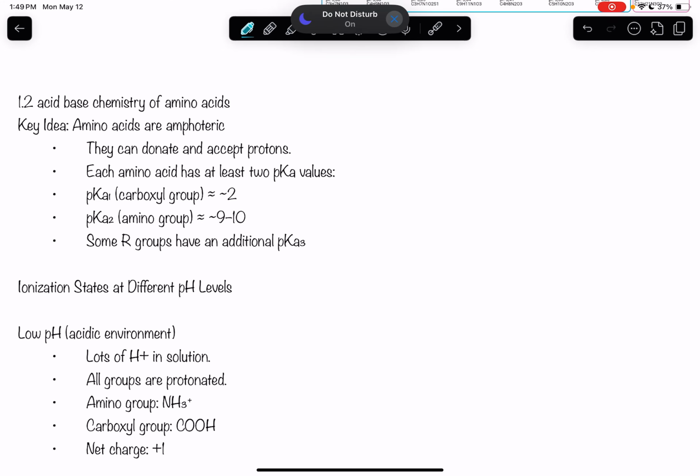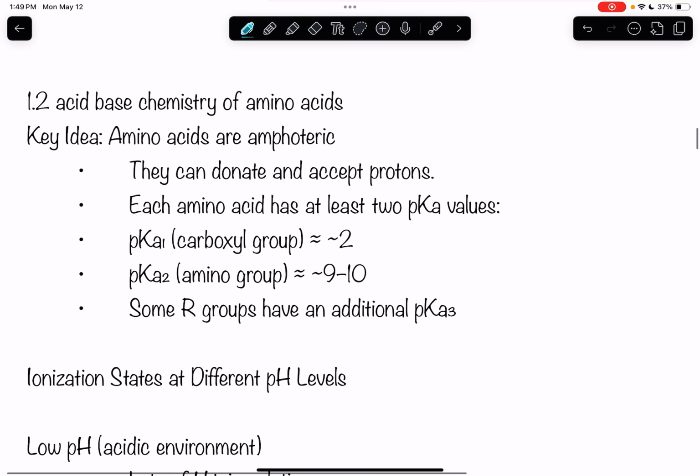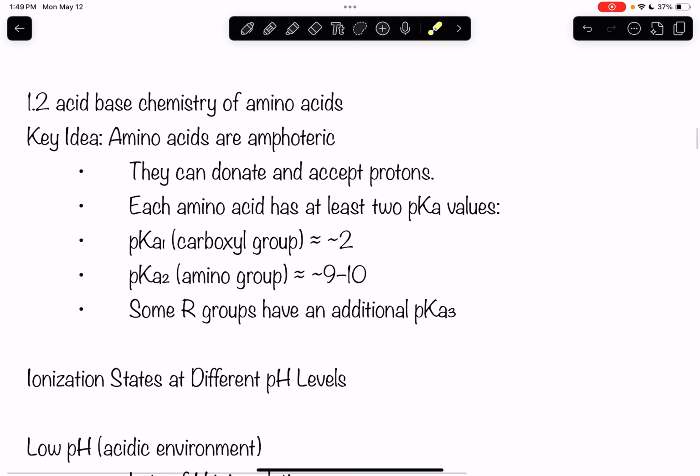Hey guys, so let's go through chapter 1.2, which is going to be the acid-base chemistry of amino acids. So the key idea for this chapter is amino acids are amphoteric, or amphipathic, or whatever your teacher calls it, meaning they can act as both an acid and a base. Okay, so meaning that they can donate and accept protons.